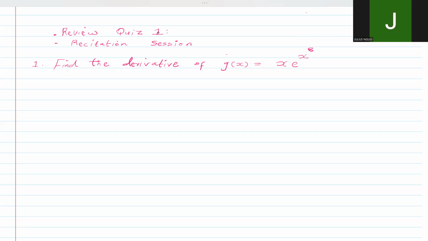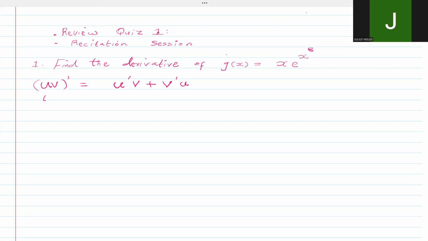Find the derivative of g of x equals x times e to the power of x to the power 8. In this case, we have two functions multiplied together, so we can use the product rule with u of x and v of x. The product rule gives you u prime v plus v prime u.